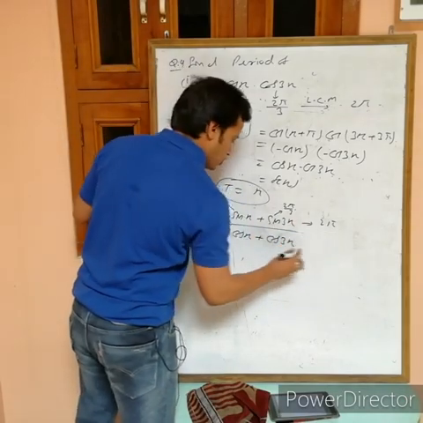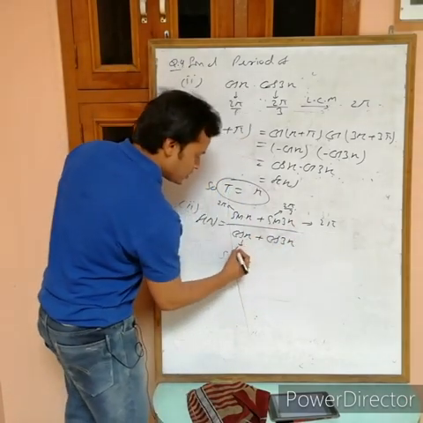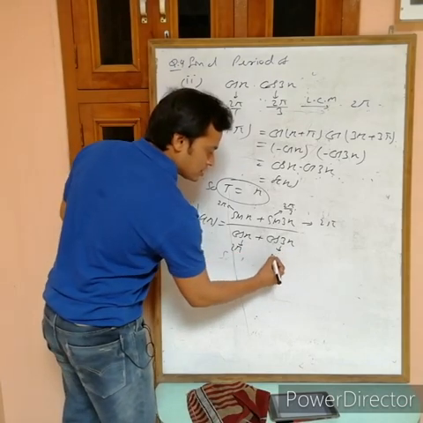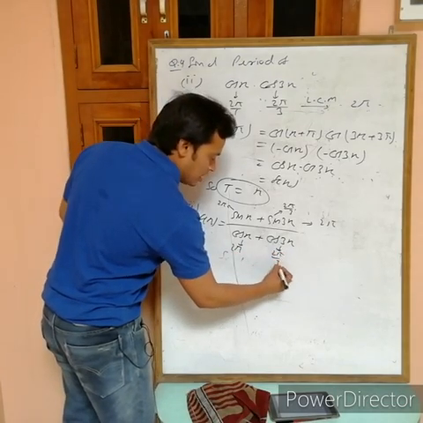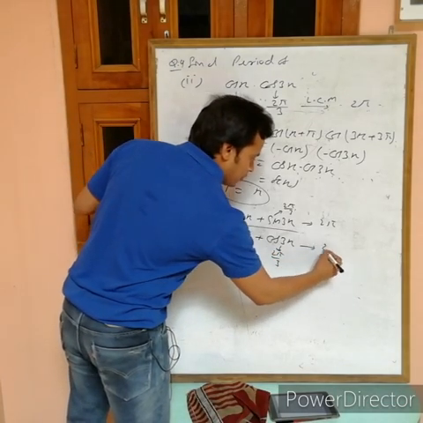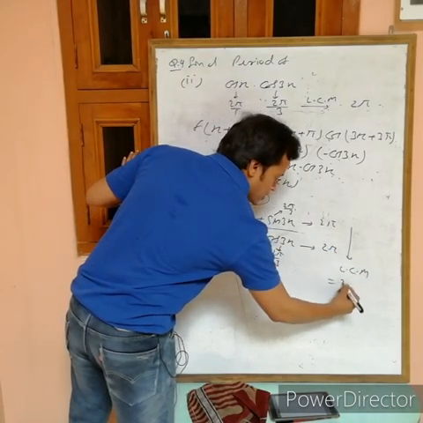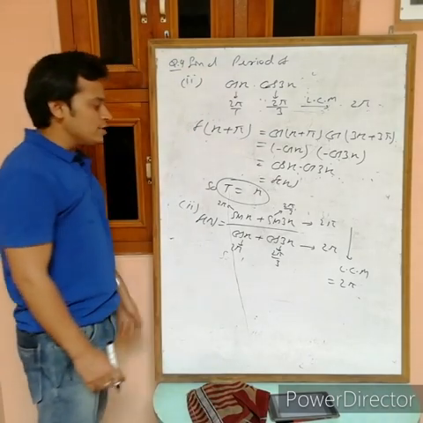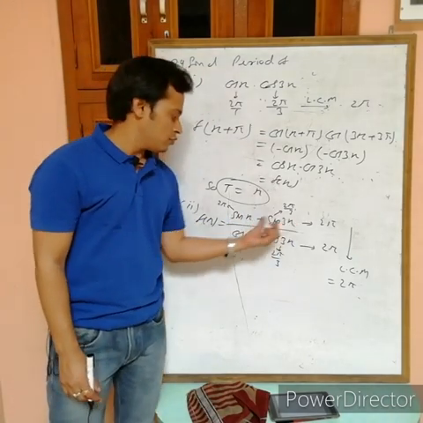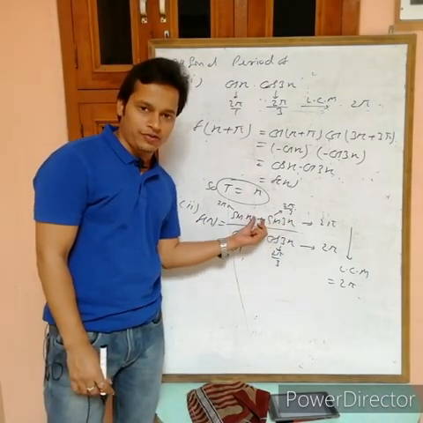Period of this one is 2 pi. Now period of this one is 2 pi. Period of cos 3x is 2 pi by 3. If you take the LCM, again what you will get, the period is 2 pi. Take LCM. LCM of both is equal to 2 pi. So 2 pi is the LCM of the periods of this one and this one.